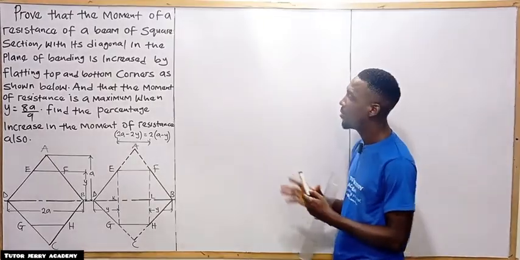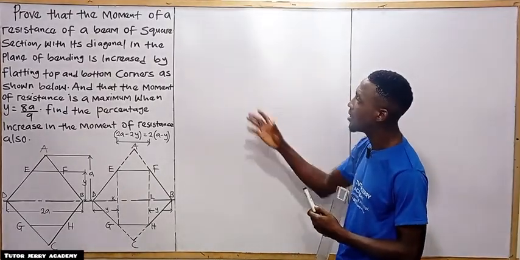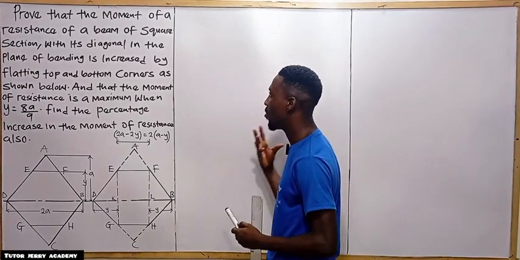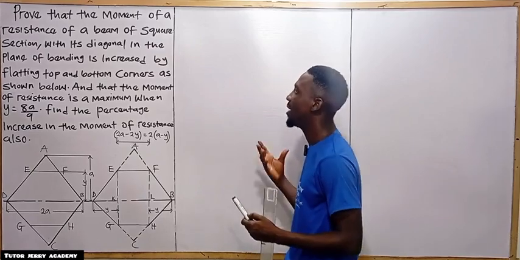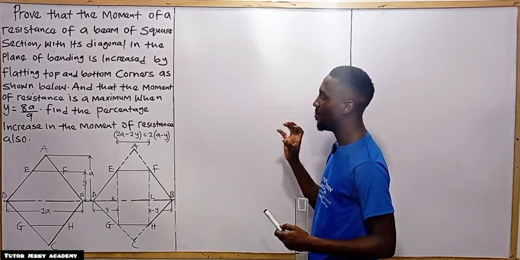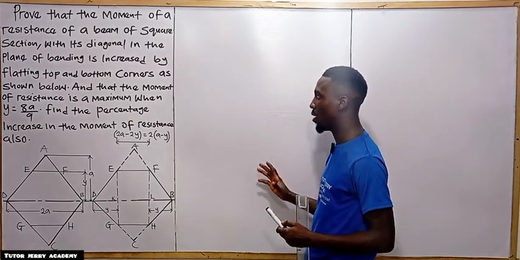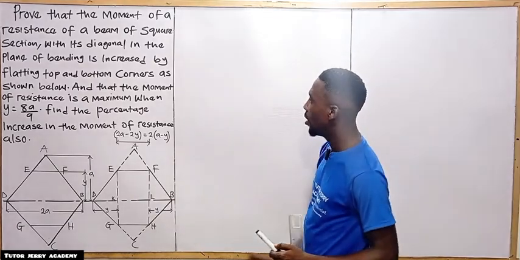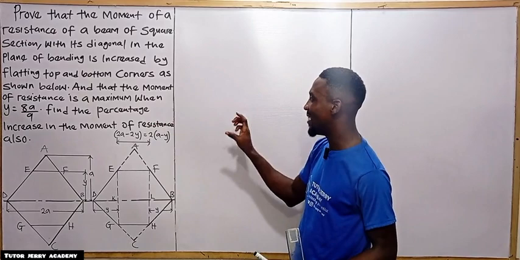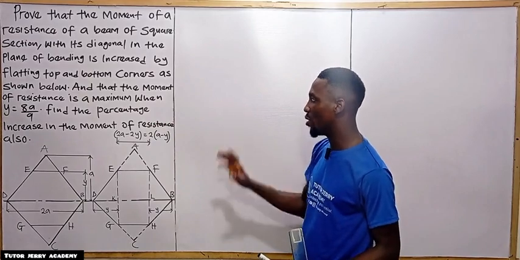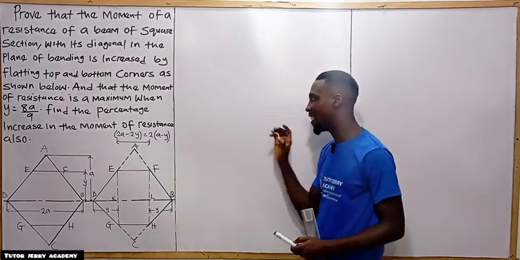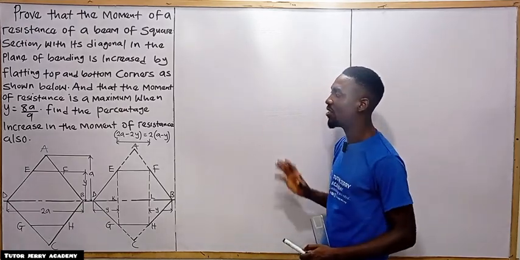Right, let's solve another interesting question. It says to prove that the moment of resistance of a beam of square section with its diagonal in the plane of bending is increased by flattening the top and bottom corners as shown below, and that the moment of resistance is a maximum when y is equal to 8a over 9. We're also going to find the percentage increase in the moment of resistance.